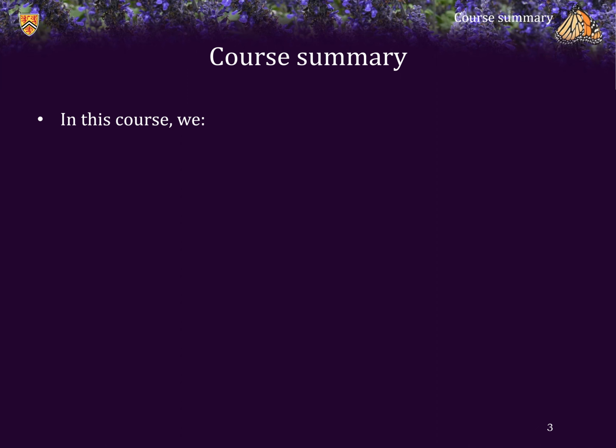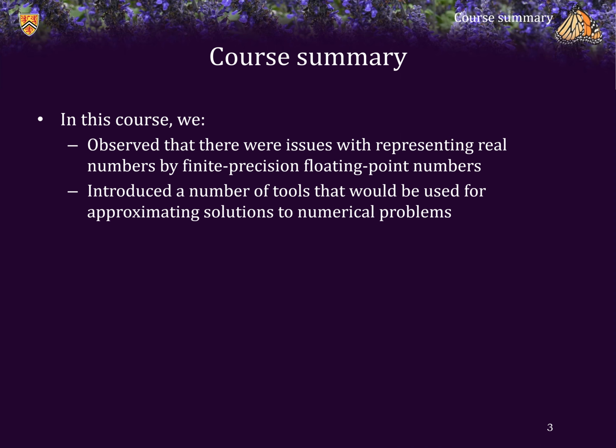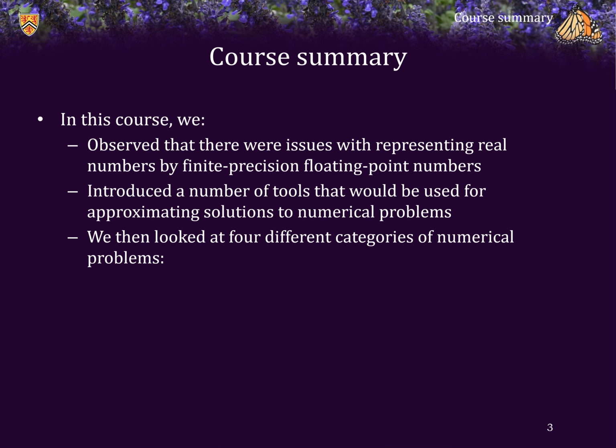So in this course, we began by observing that there were issues with representing real numbers by finite precision floating point numbers. There were benefits to this representation, but there are also drawbacks. We introduced a number of tools that could be used for approximating solutions to numerical problems and that could mitigate some of the issues involved with using finite precision floating point numbers.